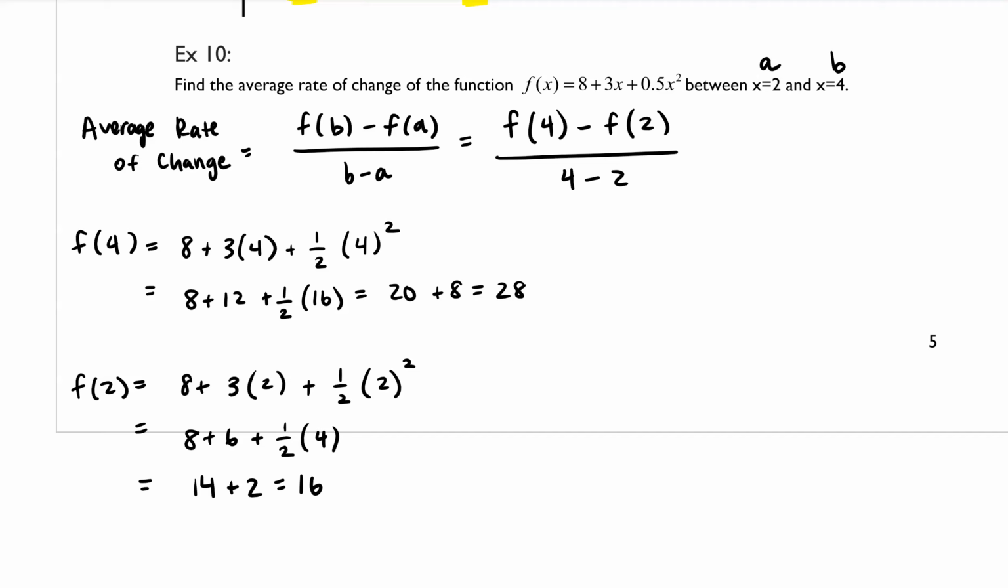And so now we know that f of 4 is equal to 28, and f of 2 is equal to 16. So now I can replace those values here and do 28 minus 16 over 4 minus 2, which is 2. And then 28 minus 16 is 12. And then that's just going to be 6.